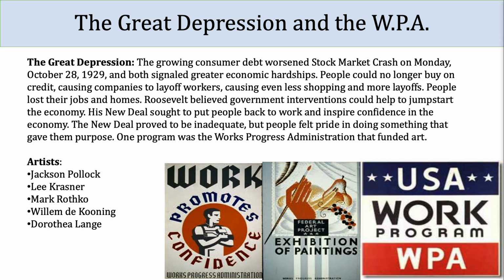The growing consumer debt worsened the stock market crash on Monday, October 28, 1929, and both signaled greater economic hardships. People could no longer buy on credit, causing companies to lay off workers, causing even less shopping and more layoffs. People lost their jobs and homes. Roosevelt believed government intervention could help to jumpstart the economy. His New Deal sought to put people back to work and inspire confidence in the economy. The New Deal proved to be inadequate. It didn't really solve the Great Depression, but people felt pride in doing something that gave them purpose.